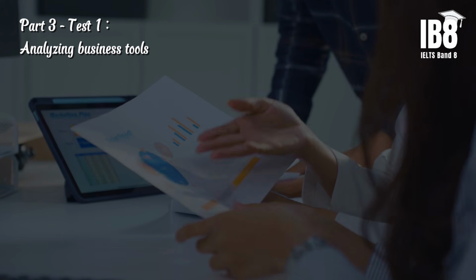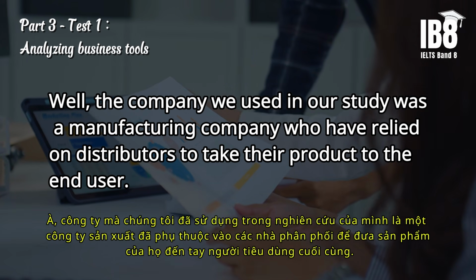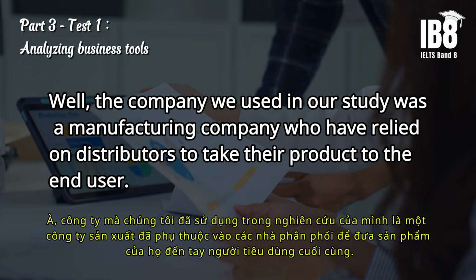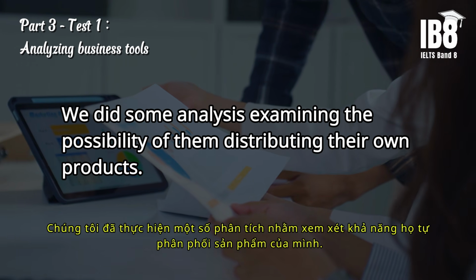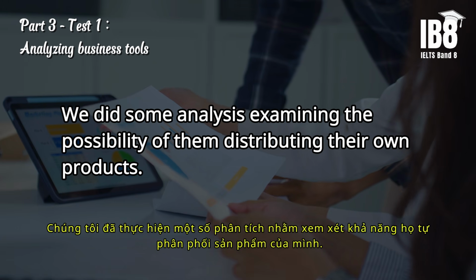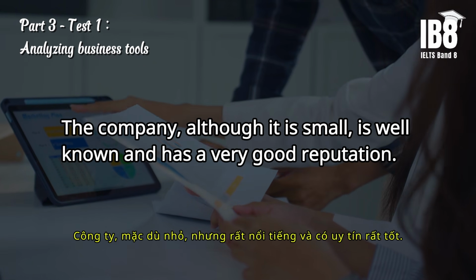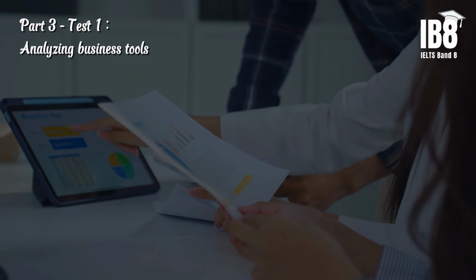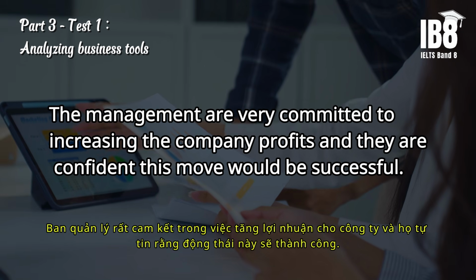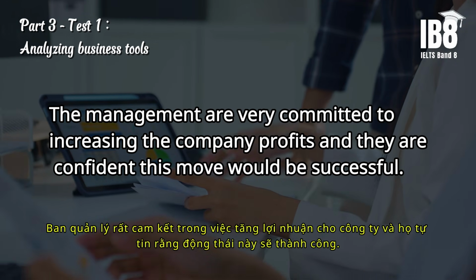Well, the company we used in our study was a manufacturing company who have relied on distributors to take their product to the end user. We did some analysis examining the possibility of them distributing their own products. We initially looked at their strengths. The company, although it is small, is well known and has a very good reputation. The management are very committed to increasing the company profits, and they are confident this move would be successful.